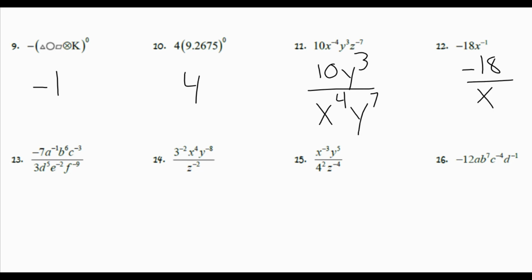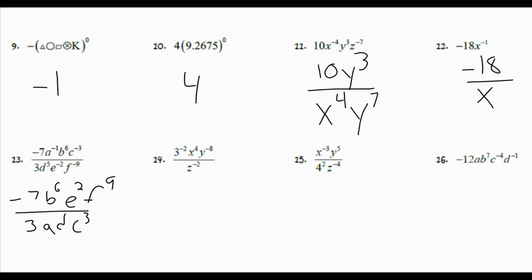Number 13, negative 7 divided by 3, I cannot simplify, so these are going to stay as negative 7 divided by 3. A to the negative 1 would go to the bottom as just a. D to the 5 would stay. B to the 6 would stay. C to the negative 3 would go to the denominator. And then e to the 2 would change to the numerator. So e squared in the numerator. And then f to the negative 9 would also go to the numerator. So we'd have negative 7, b to the 6, e squared, f to the 9 divided by 3, a, d, c to the third.